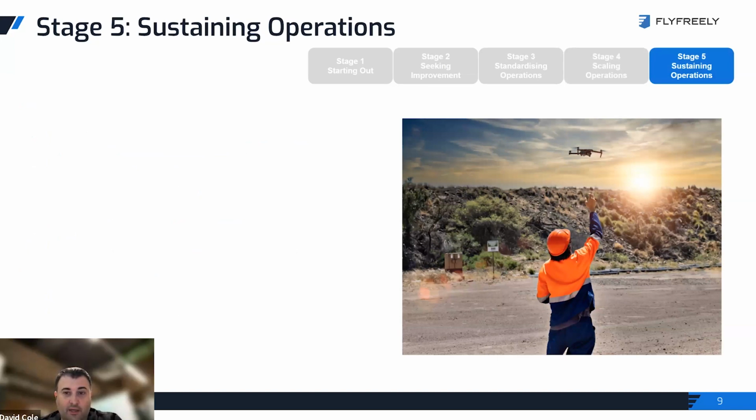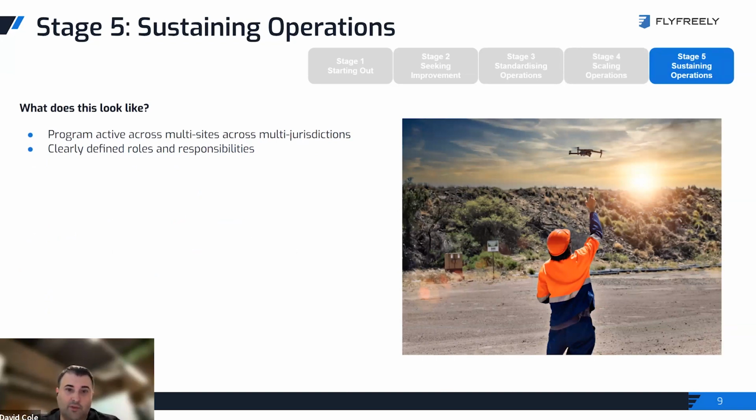And then finally, you've got everything rolled out, everything's humming away. How do you now sustain that so you don't actually go backwards? So typically, like I said, you'll have multiple operations across multiple sites. Typically now you're going to have very clear roles and responsibilities. You might have a chief remote pilot and senior remote pilots. There's a very clear structure around it. The overall program is aligned with the organization's goals. So it's basically seen by senior management as being pretty important to the organization and day-to-day operations. So there's that alignment there.